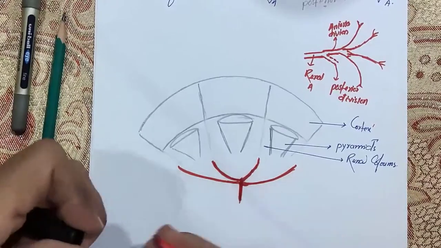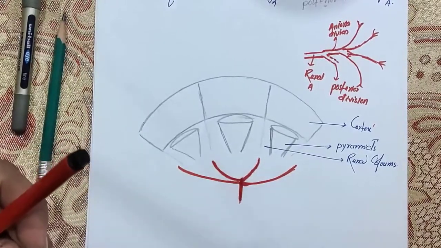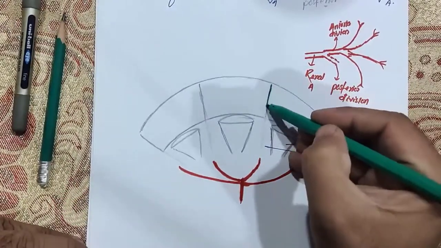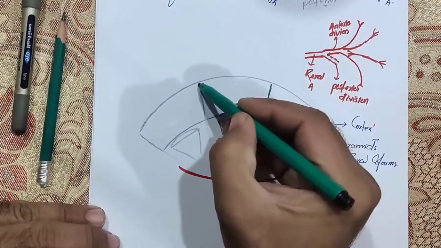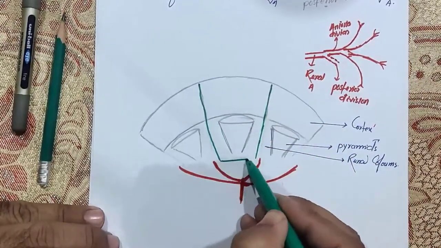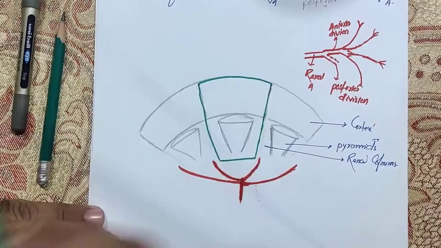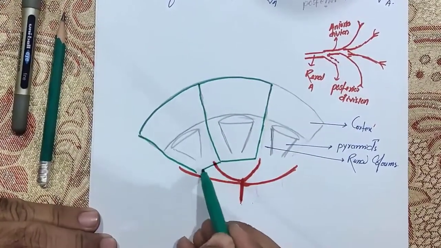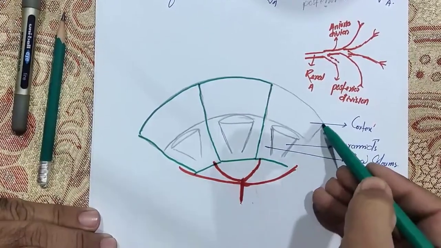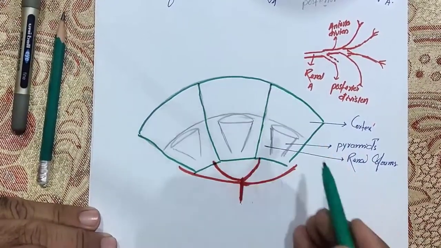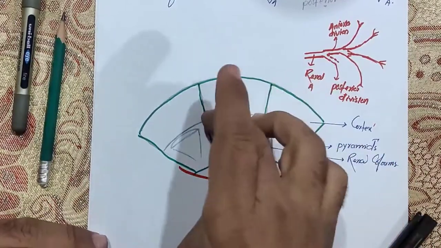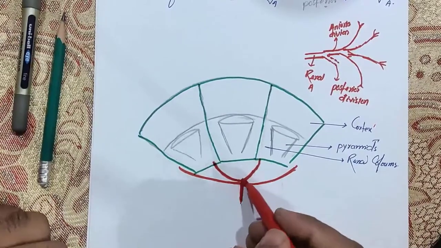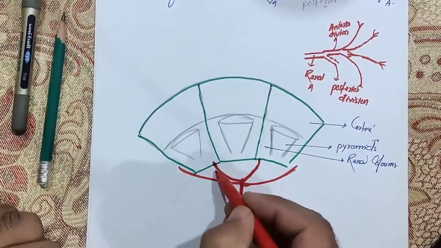My friends, please clear the concept of the lobe. Let me color it. This is one lobe of the kidney. This is one lobe. Right, friends? This is another lobe. I hope you understand now. And this is another lobe of the kidney. So how many lobes do we have here? Three lobes, right? And here are other lobes of the kidney. So the segmental artery will give the lobar artery.